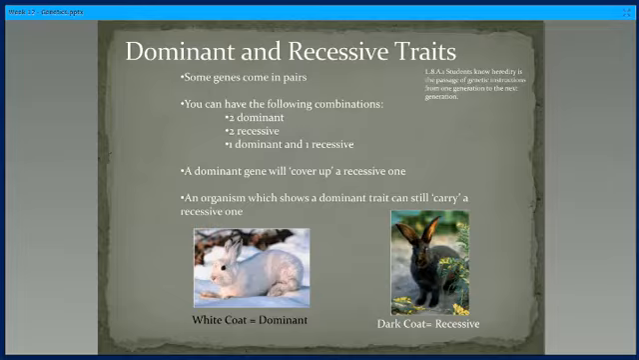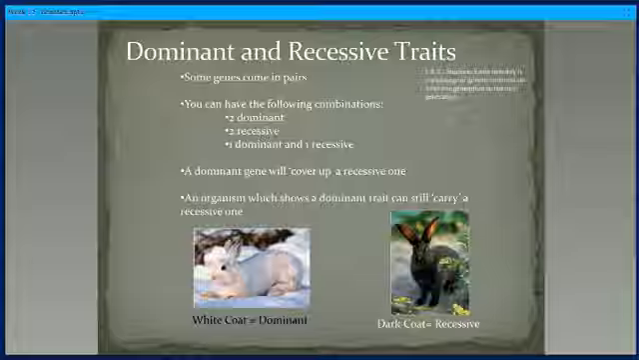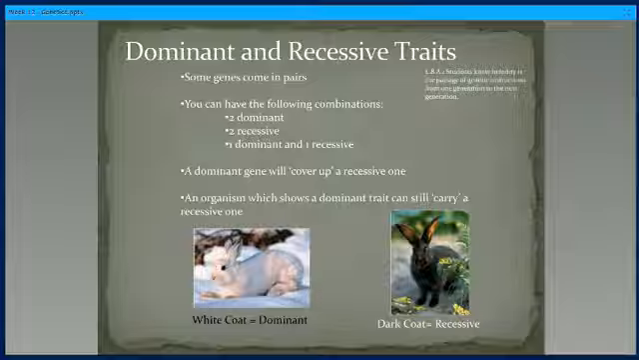So therefore, you can have the following combinations of alleles. If both your parents have brown hair, then you're going to have two genes for brown hair. If both your parents have blonde hair, then you might have two genes for blonde hair. Now, you could have one of each. One blonde, one brown, one dominant, one recessive.